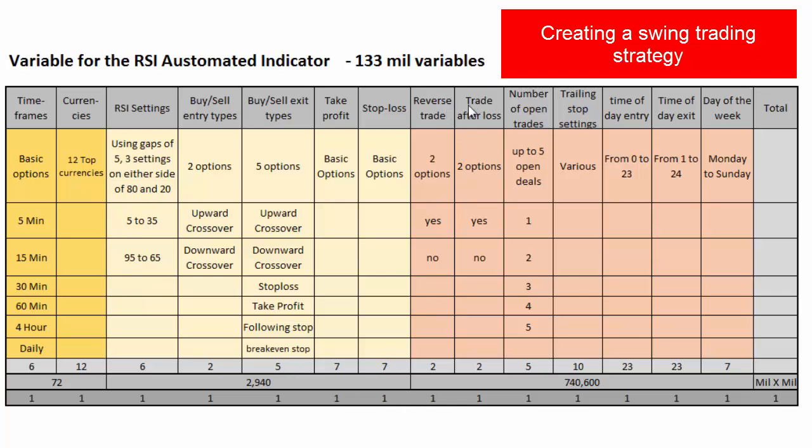Then reverse trade. All the other ones are no decisions. I just go for the most basic decision there is. So I'm not going to reverse trade. I'm not going to trade after loss. I'm only going to have one open trade. I'm going to not use a trading stop. I'm going to not use the time of day method of entry, and I'm not going to choose a day of week. I'm going to trade them all, and I'm going to trade 24 hours. So again, I've reduced everything down to 1 option. So my strategy has suddenly taken all the options from millions down to 1 option.